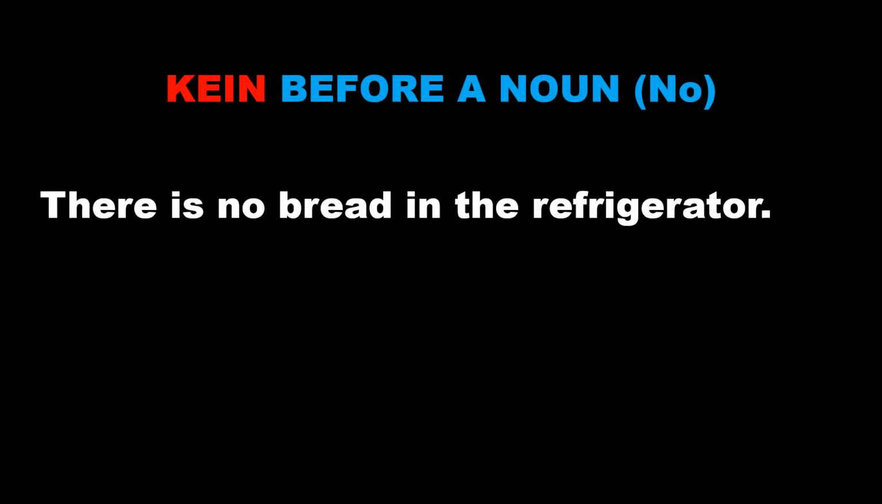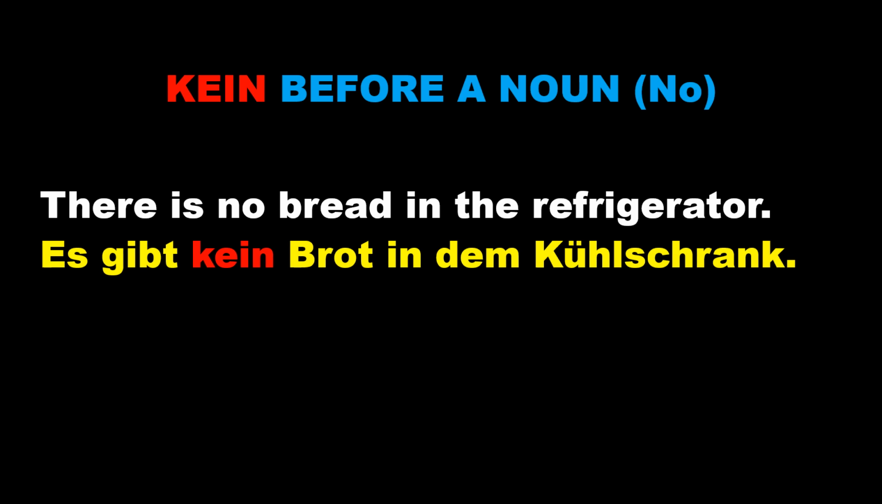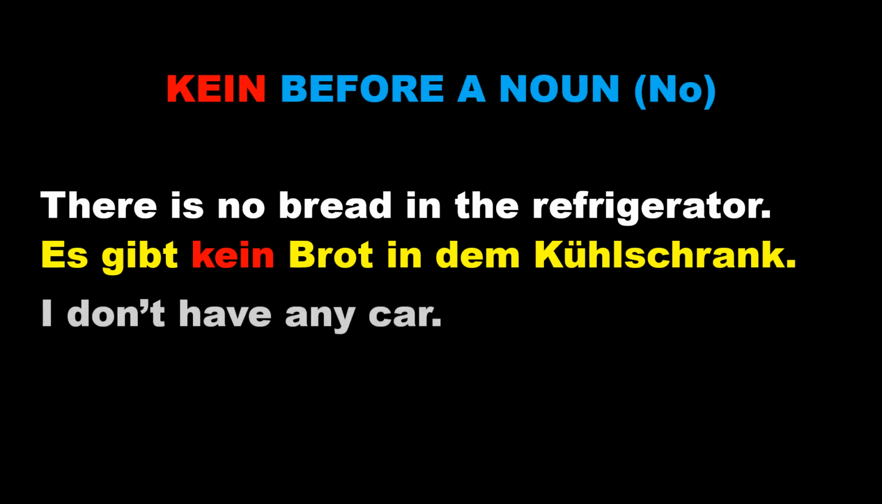KEIN before a noun. There is no bread in the refrigerator. Es gibt kein Brot in dem Kühlschrank. Es gibt kein Brot im Kühlschrank. Both are correct. Instead of writing in dem, you can also write im. That is clear. Now you can see where we have positioned kein here, before a noun. So the meaning is no bread. Simple, understandable. Let's take one more example.